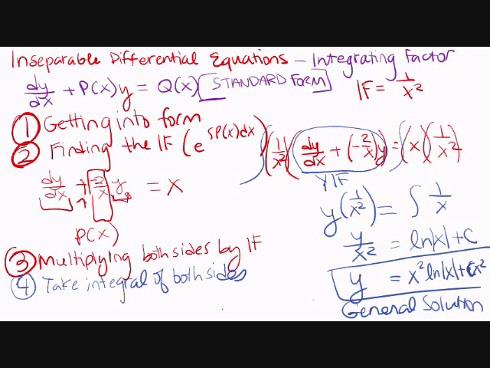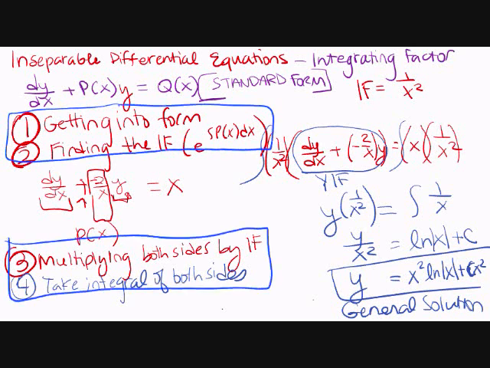So these are the steps that you need to remember. Just getting into the right form, finding the integrating factor, multiplying both sides by the integrating factor, and then taking the integral of both sides. When you take the integral of both sides, do not take the time to work that all out. Just remember it's y times the integrating factor. It always is. And then from that, you just solve it like normal.